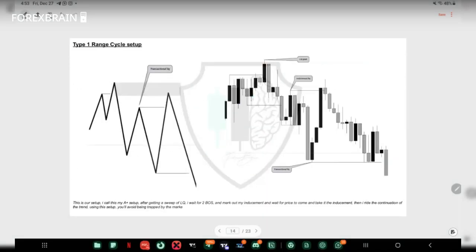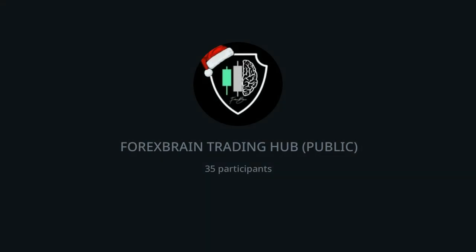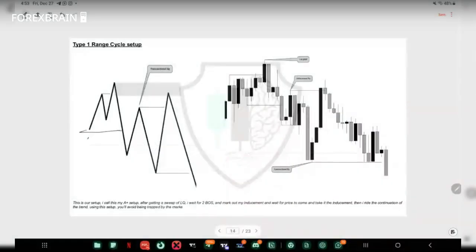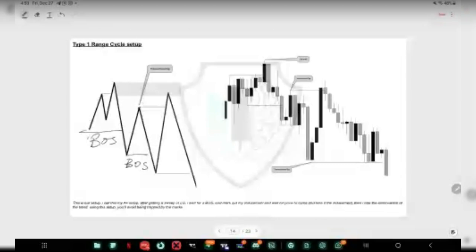So the type 1 range cycle setup. I said we have the one that will lead to what? A BOS, and then a second BOS, and this high, you can see because this high did not grab anything from the left, then it is not protected. So it would act as what we call the inducement liquidity, and it is within. So they are basically internal liquidity. So all price needs to do is to what?